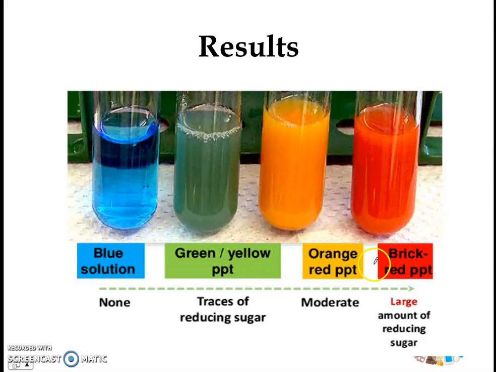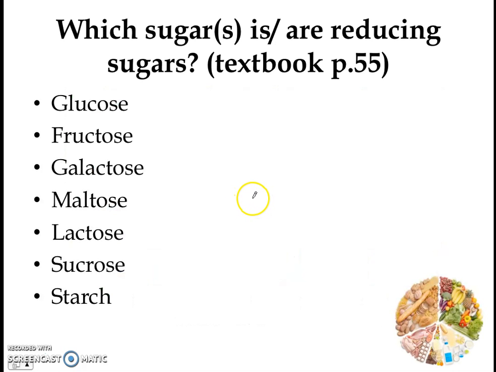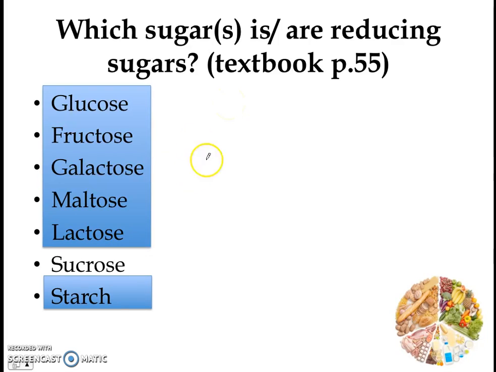Okay, so don't just write brick red without having seen the color properly first. So what are the reducing sugars, right? Which sugars are reducing? Well, what you will see in your textbook on page 55, if you take a look right now, go on, take a look. Right, what you will see is that all of these highlighted in blue are reducing sugars.